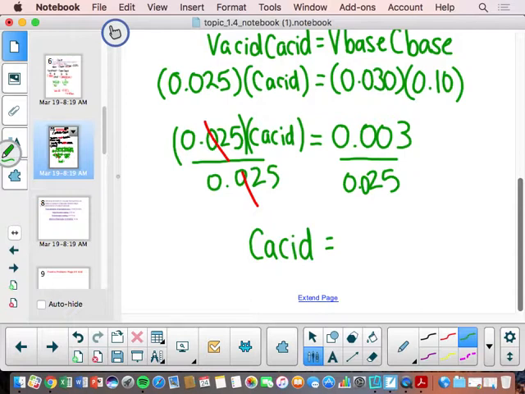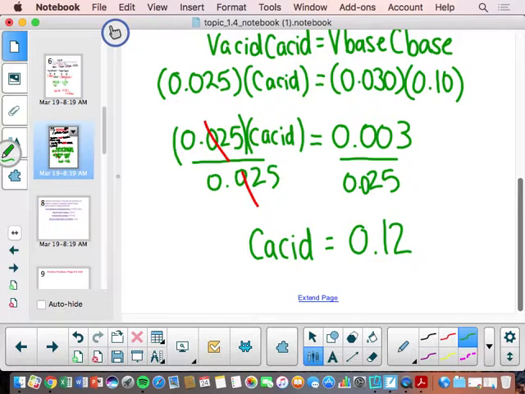No. What'd you get? Yeah, that's what I got. Try it again. 0.003 divided by 0.025. Maybe I put a zero on there, or I may have put it wrong. Oh, yeah. So I got 0.12.